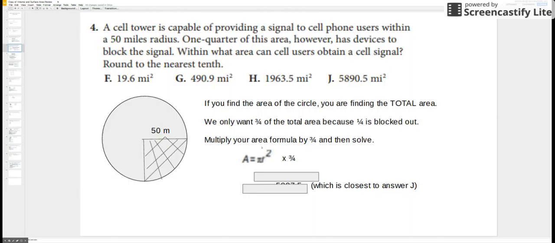All right, so let's start by doing that. Multiply the area formula by 3/4 and then solve. So here's your area formula, pi r squared, multiplied by 3/4. Now let's solve. Pi, 3.14. Our radius is 50 squared, so we have to put another 50, times 3/4. And your answer should get you 5,887.5, which is closest to this answer right here.